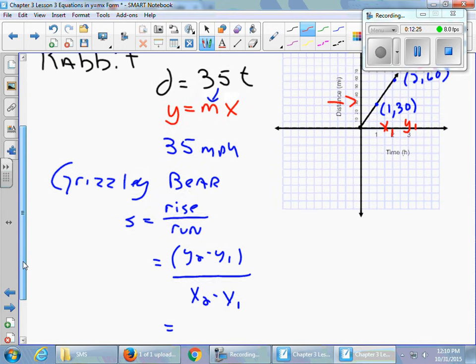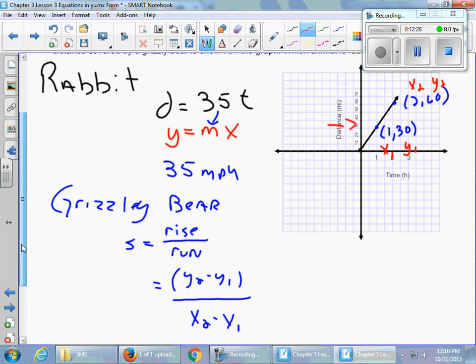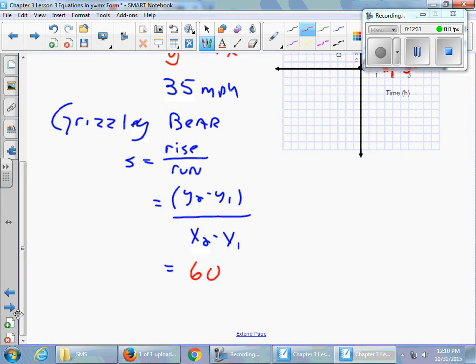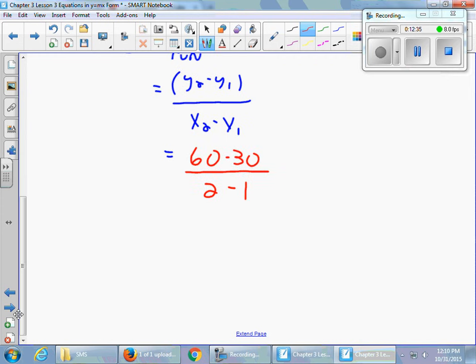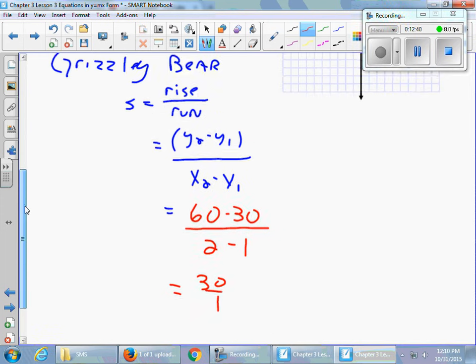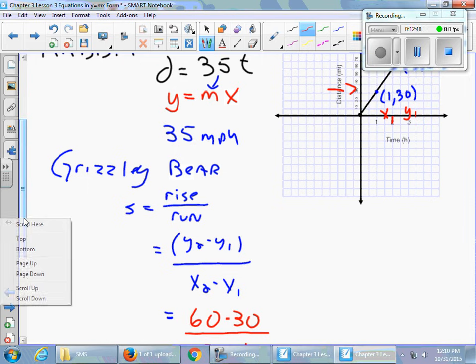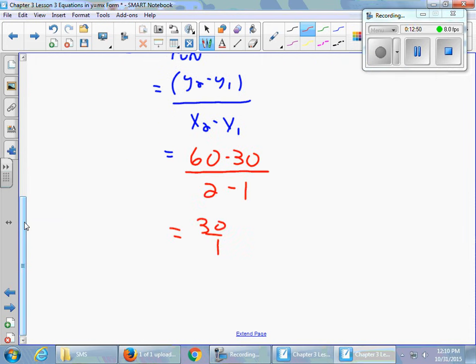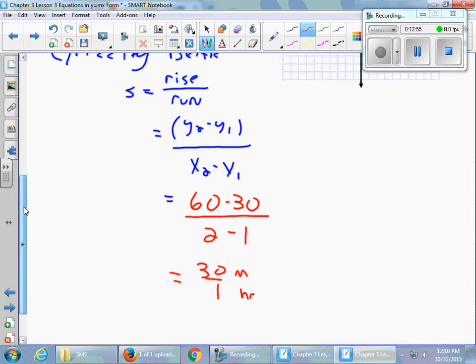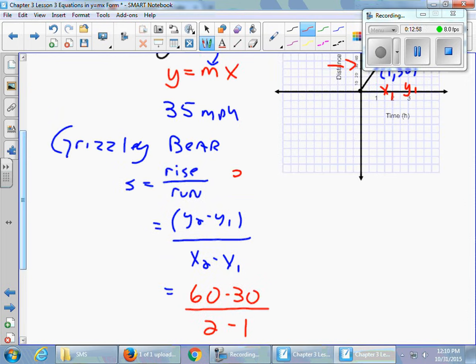So we're going to have 60 minus 30 over 2 minus 1. That's going to get us 30 over 1. And 30 is our y-axis, that's our miles. Our x-axis is time, or hours. So we're going to have 30 miles per hour. So our grizzly bear can go 30 miles per hour.